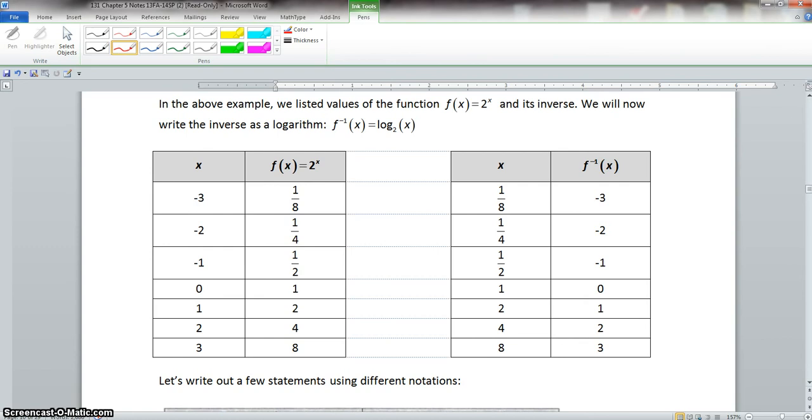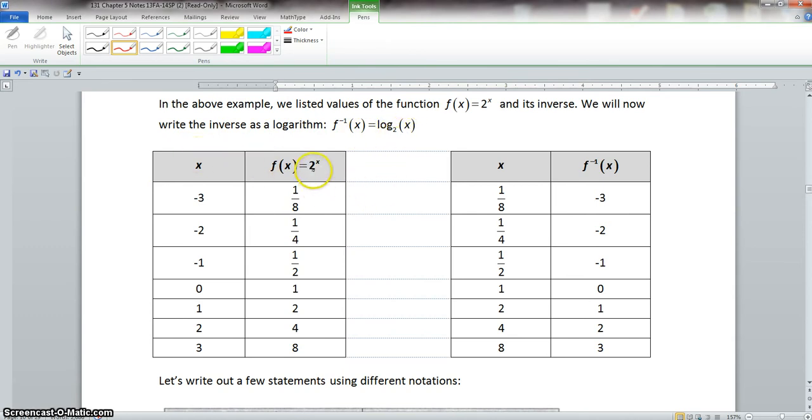Now we come here to the next page. On this next page, it says in the above example, which is on the previous page, we listed values of the function f of x is equal to 2 to the x and its inverse. We will now write the inverse as a logarithm. F inverse of x is equal to log base 2 of x.